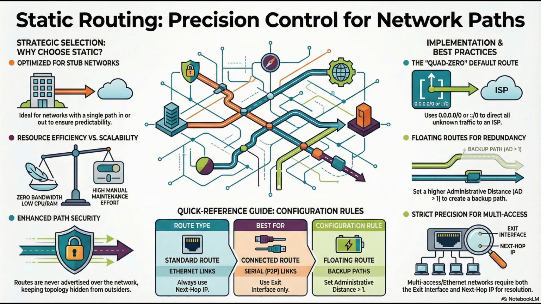The command anatomy is pretty logical. It's IP route, then the network address you want to reach, the subnet mask for that network, and then, like we just discussed, either the IP address of the next hop or the exit interface. And there's a little note here about IPv6 that seems like a classic Gotcha. Very important prerequisite, yeah.